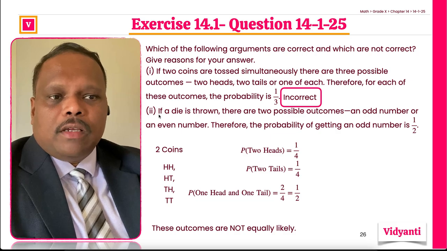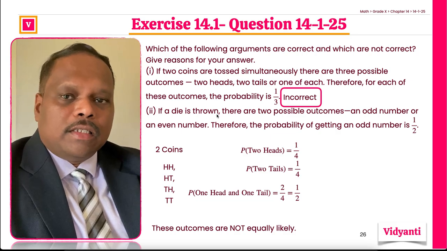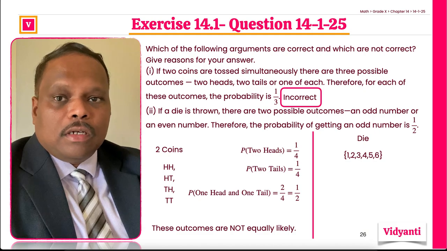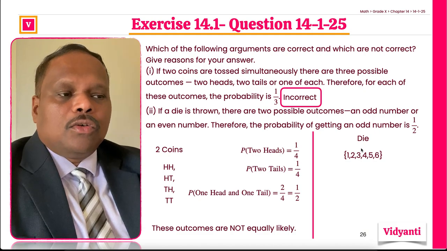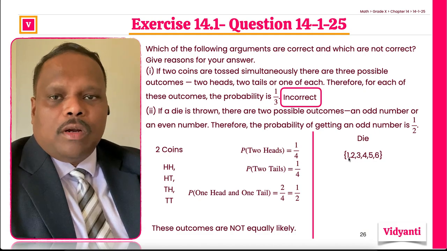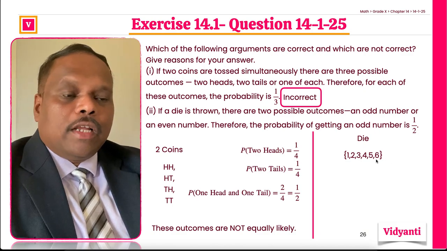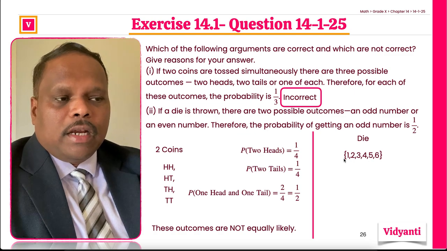The second statement: if a die is thrown, well, let's see the possibilities. When a die is thrown, it is a 6-sided die, so we'll have any number from 1 to 6 appearing on that die. So there are altogether 6 possibilities and each number is occurring once.